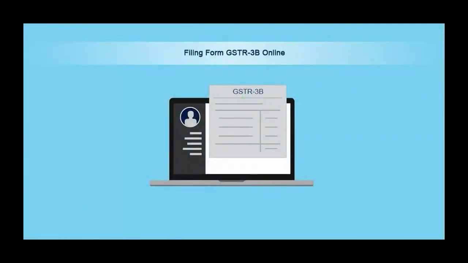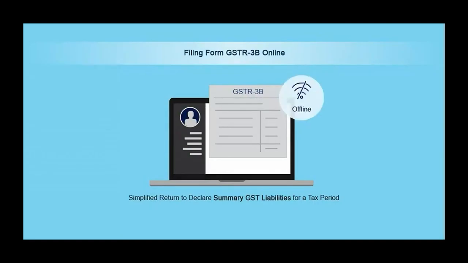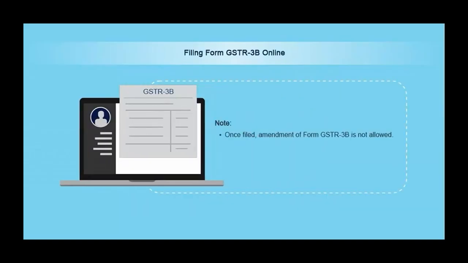Form GSTR3B is a simplified summary return to declare GST liabilities for a tax period. It can be filed using the offline utility or directly online on the GST portal. This video will guide you how to file GSTR3B online. Note that once filed, its amendment is not allowed. And this return is to be filed even if there is no business activity. We will see how to do this in a separate video.